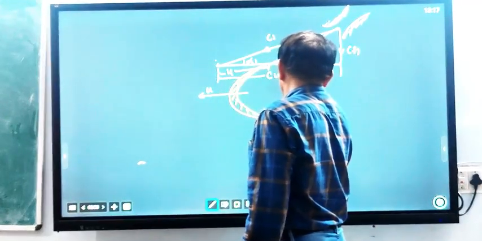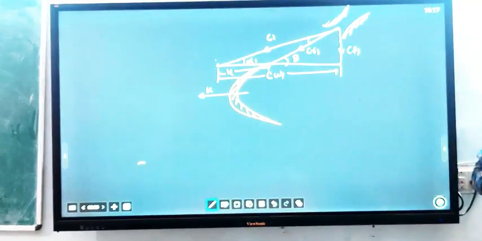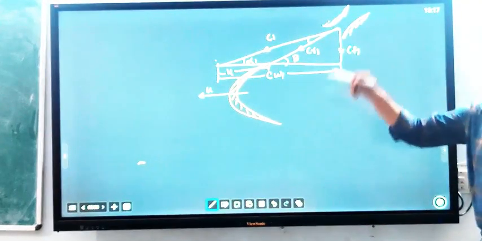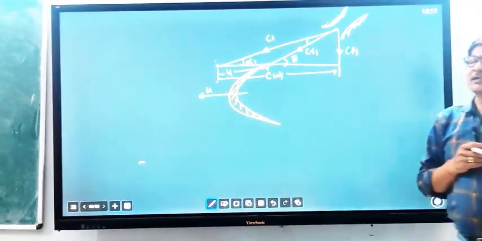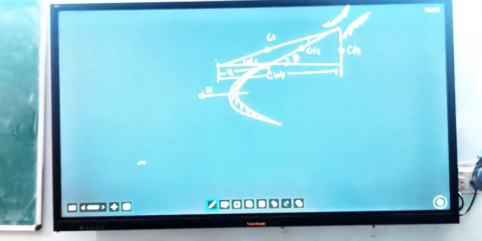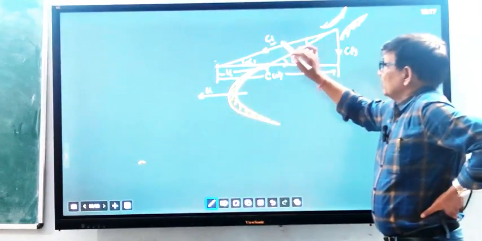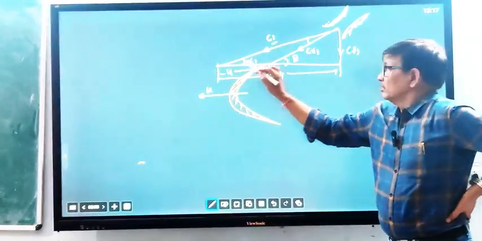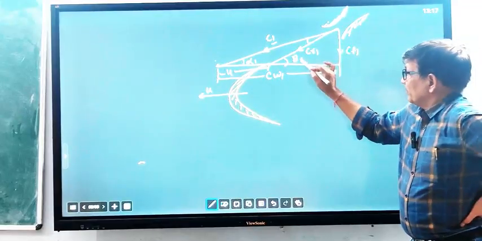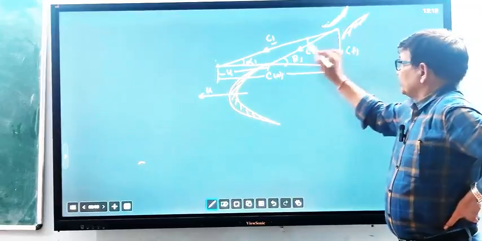This is CW1, the whirl component, meaning the linear velocity component of the steam, which is responsible for rotation of the blade. So alpha 1 stands for the nozzle angle, or the angle made by the absolute velocity C1 of the steam coming out from the nozzle with the tangent of the blade, and beta 1 is the angle of the tip of the blade with the tangent of the blade.